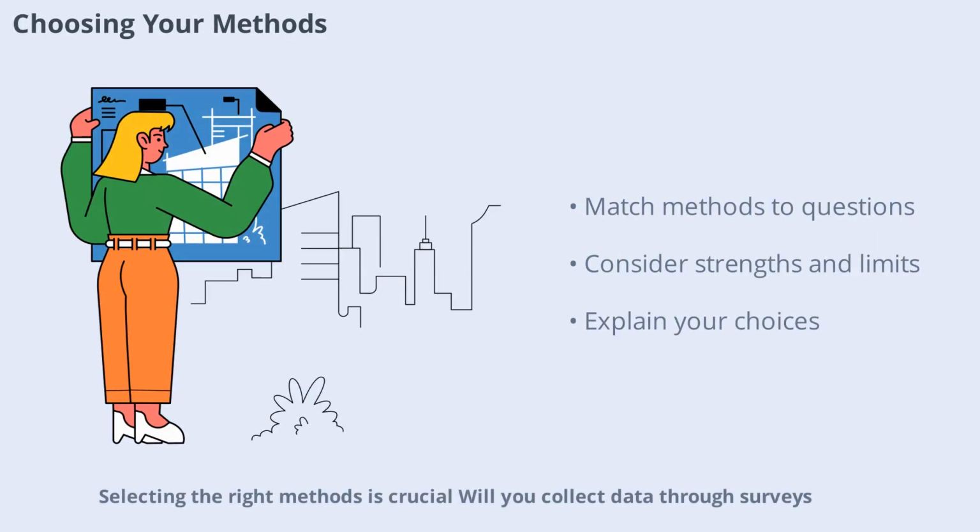Selecting the right methods is crucial. Will you collect data through surveys, interviews, or observations? Each method has strengths and weaknesses. Think about what fits your question best. For example, surveys are great for patterns, while interviews reveal deeper meanings. Your choice should align with your research goals and resources. Don't forget to explain why you picked these methods in your proposal.